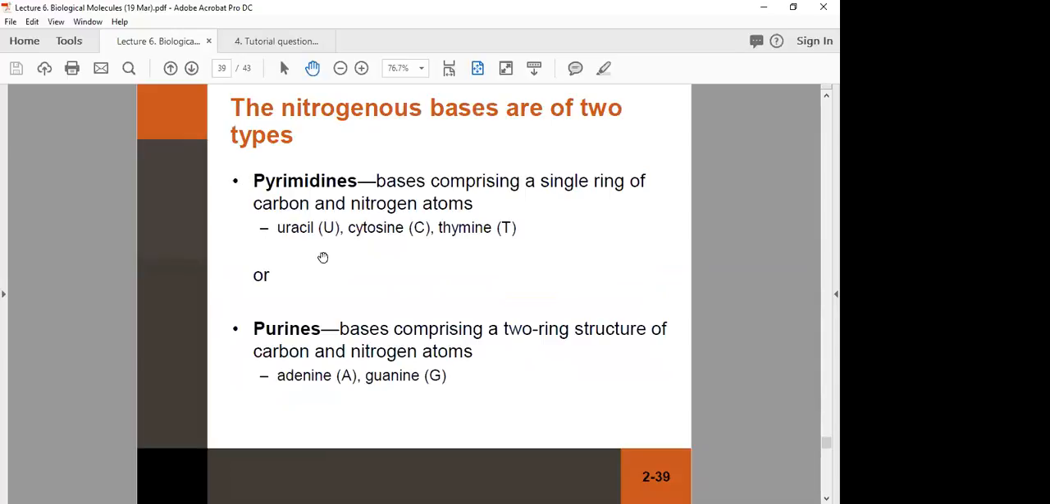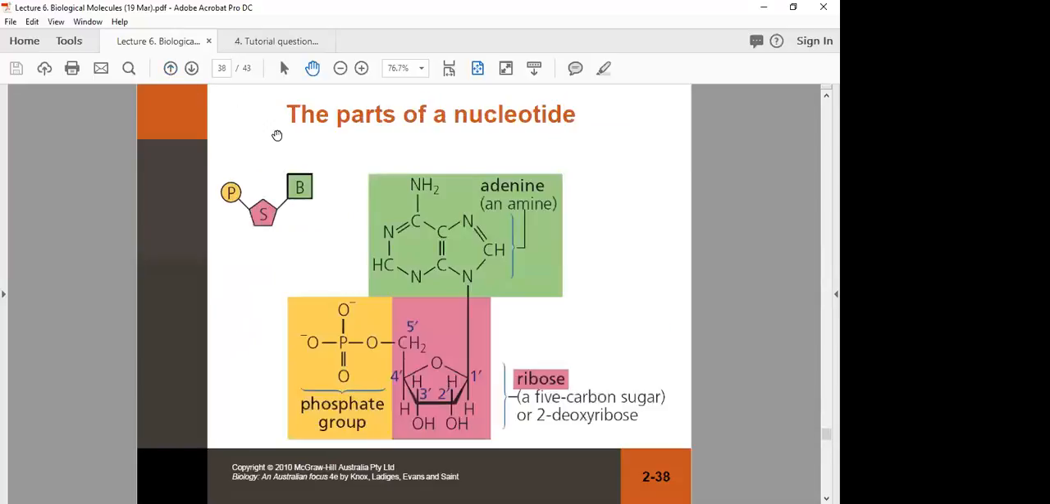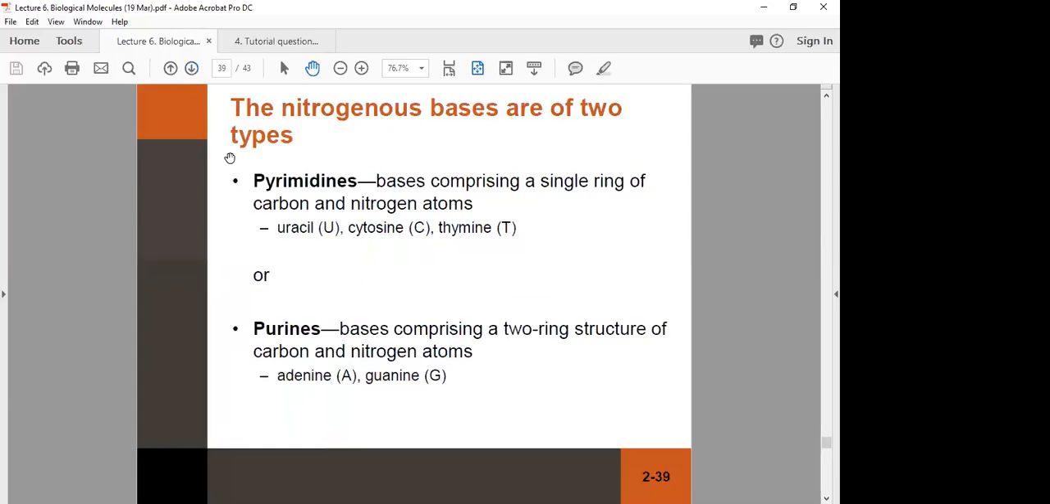There are three of these: uracil, which is abbreviated to U, cytosine, C, and thymine, T. So three pyrimidines. And then we've got the purines. These are nitrogenous bases that contain two rings: adenine, A, and guanine, G. And I'll just go back. And of course, this one is adenine, this example here.